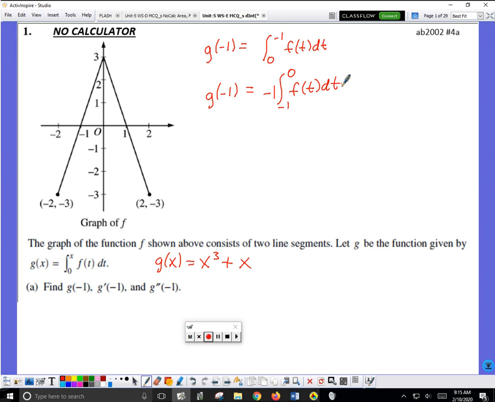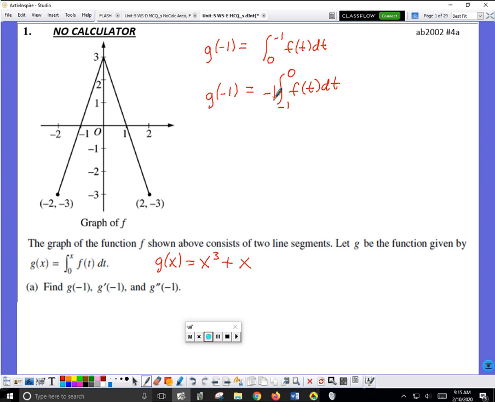Wait, are we multiplying it by -1 because the number that we're switching down to is -1, or just in general? Oh, really good question. This -1 has nothing to do with that -1. It's simply coincidence. The rule is if you switch the limits, just multiply by -1 and you haven't done anything. It's still exactly the same thing, just looks different.